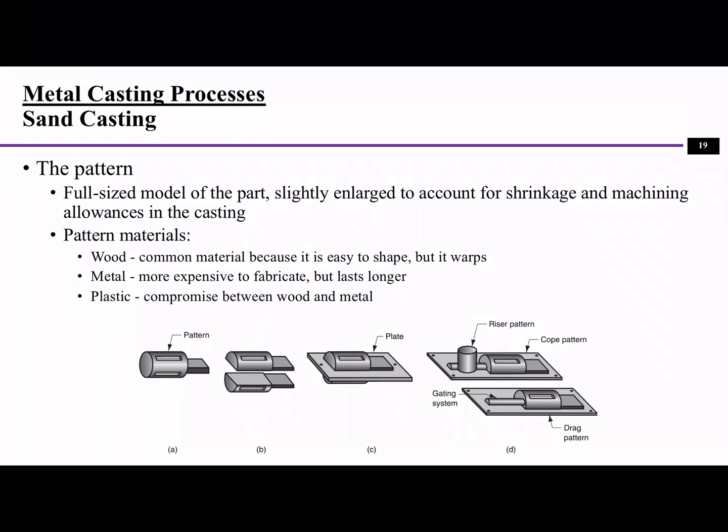We can see there's first making the pattern. The pattern is a full-sized model of the part, right? It's slightly enlarged just to compensate for the shrinkage and also the machining allowances in the casting. And the pattern can be wood, metal, or plastic. The purpose of making the pattern is just to create that cavity in the mold. So as long as we can make a really good dimension, as long as the geometry is right, the material is not a very critical problem.